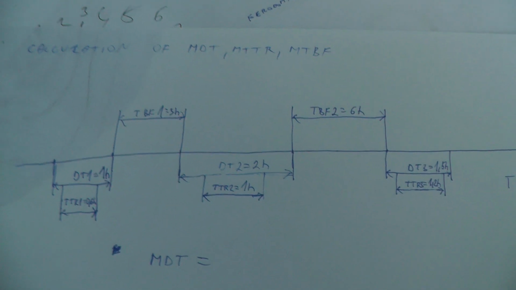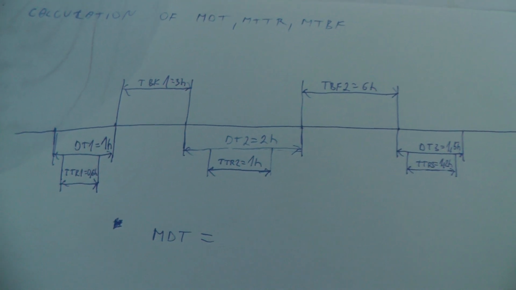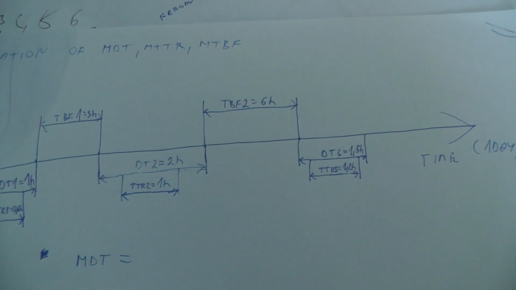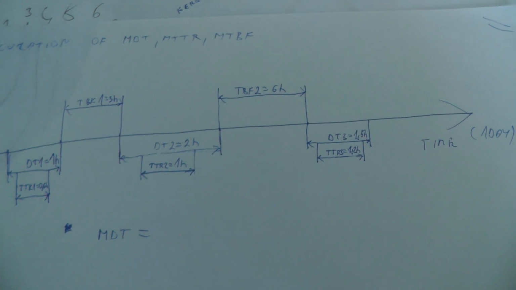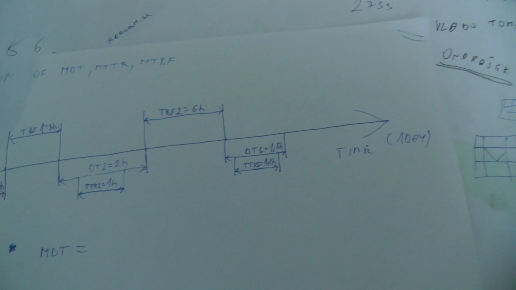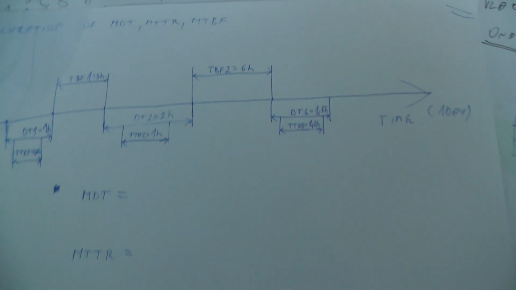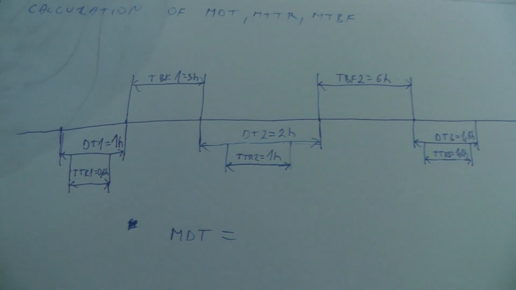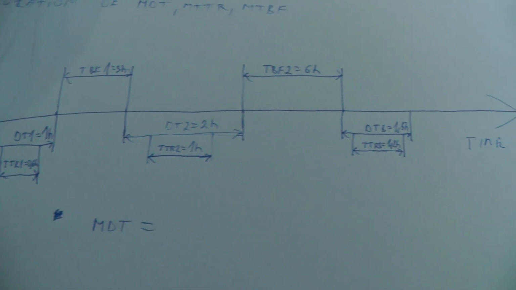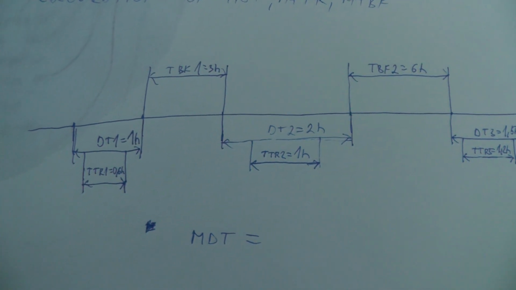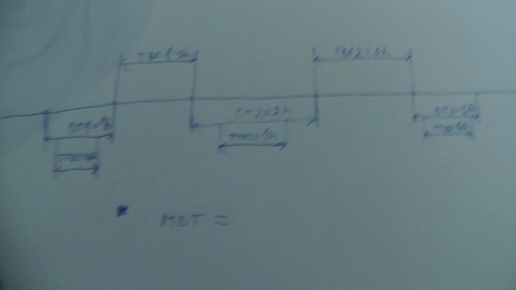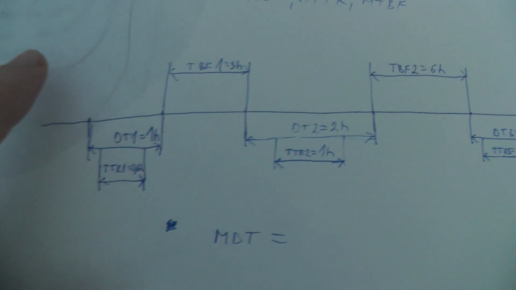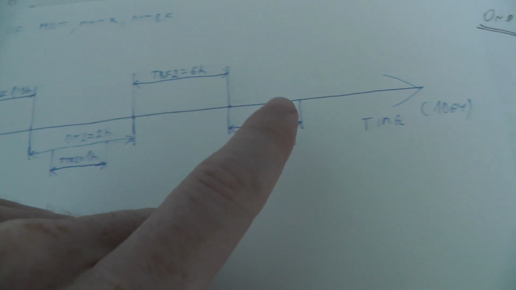Okay, so today I would like to tell you something about calculation of indicators, how to calculate mean downtime, mean time to repair, or mean time between failures. We can look at this line, this machine. This machine produces some product, and this is the timeline of the machine.